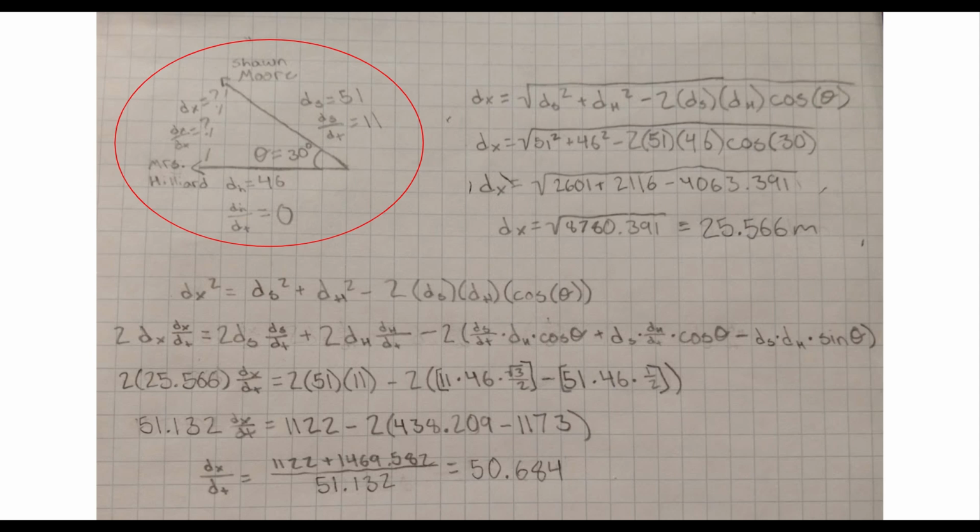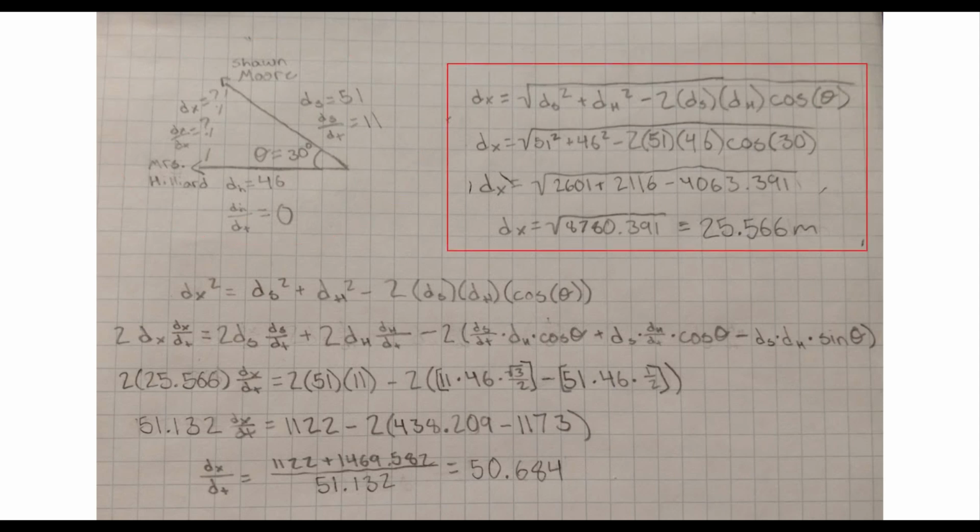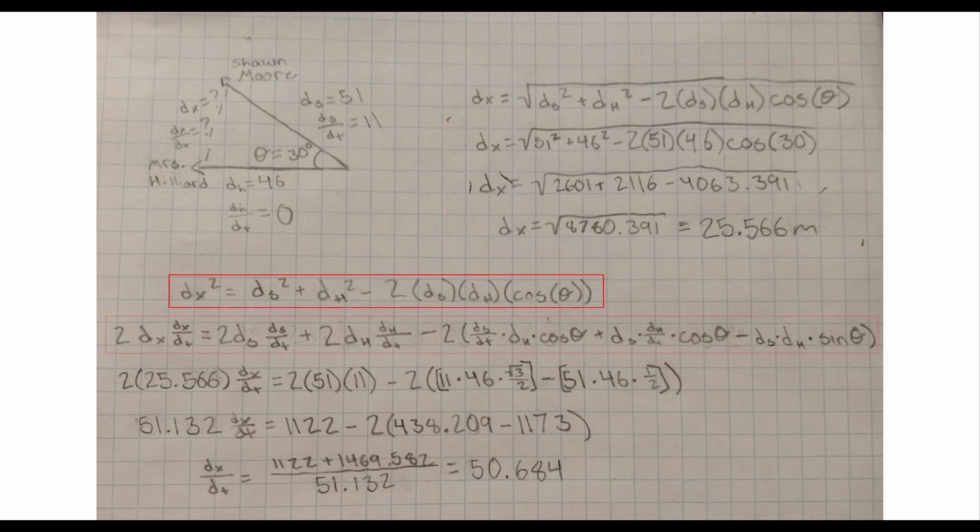And so because this isn't a right triangle, it's explicitly 30 degrees, we have to use the law of cosines to calculate the missing side and derive it to find that rate of change. So over here, you can of course see the law of cosines to just find the other side, and plugging all of these different values in, especially in that second line there, you can see 51 squared plus 46 squared minus 2 times 51 times 46 times the cosine of 30. And of course, with that, you get 25.566 meters.